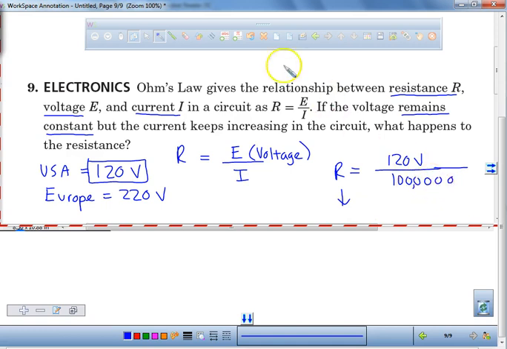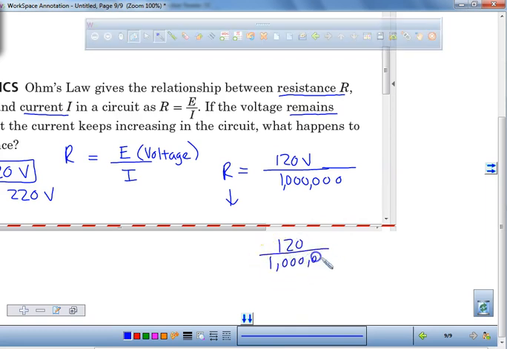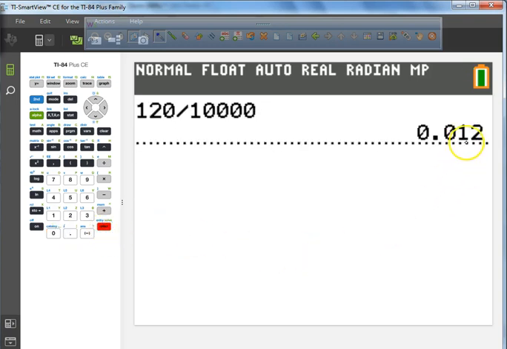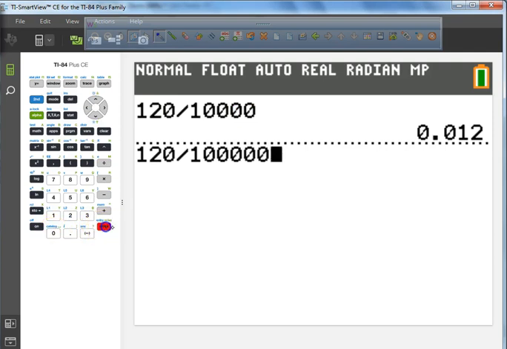What do you guys think it's going to be approaching? How about this? Why don't you guys do 120 divided by 1,000,000 in the calculator? 120 divided by 10,000, you get 1.2. Well, let's just do 10,000. What do you get? All right. Add another 0.